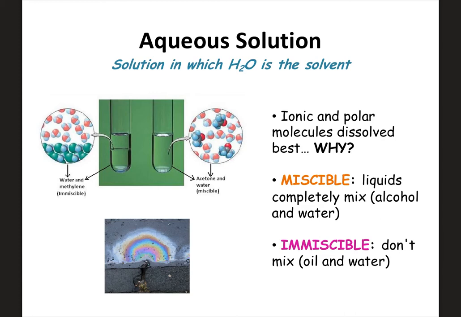Here are two terms in case you see them. Sometimes they might appear on an exam, and if you know what they mean, it makes the question that much easier. Miscible means something is mixable. So if you have alcohol and water completely mixing, both are polar, so they mix and dissolve. Immiscible is when things don't mix, like oil and water. You can see here in the picture, acetone and water completely mixed together would be miscible. But with water and methylene, you can see that they're immiscible, and you can actually see the layers that are forming.